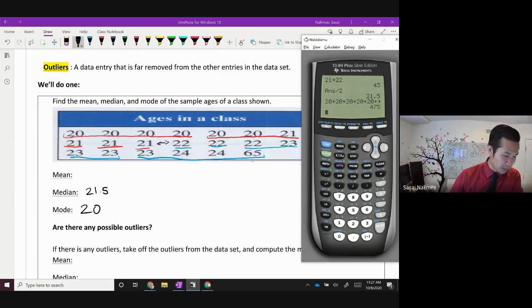And that of course is going to be divided by how many numbers there are, which is 1, 2, 3, 4, 5, 6, 7, 8, 9, 10, 11, 12, 13, 14, 15, 16, 17, 18, 19, 20. Looks like there's 20 people in this classroom and they have their ages right there. Their sum of ages is 475. Divide that by 20 people. The average age in this classroom is 20.75. Oh, sorry, 23.75.